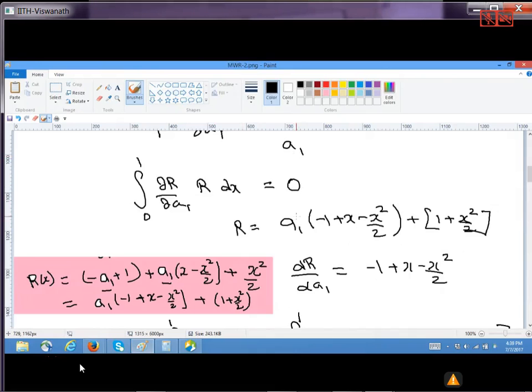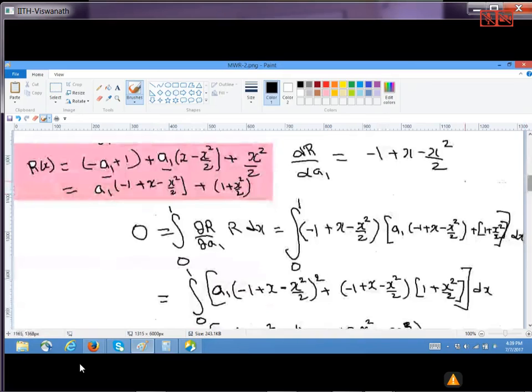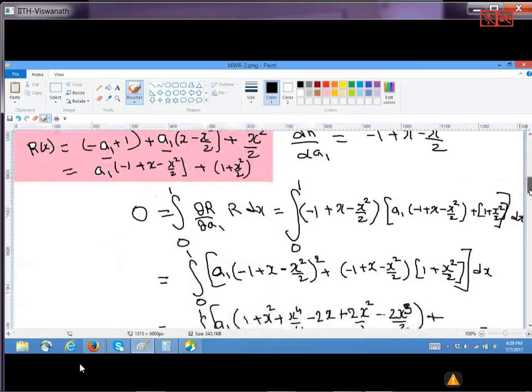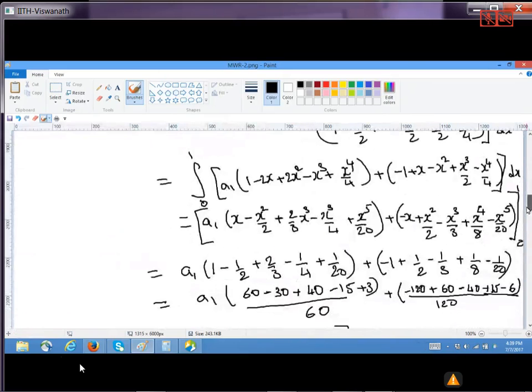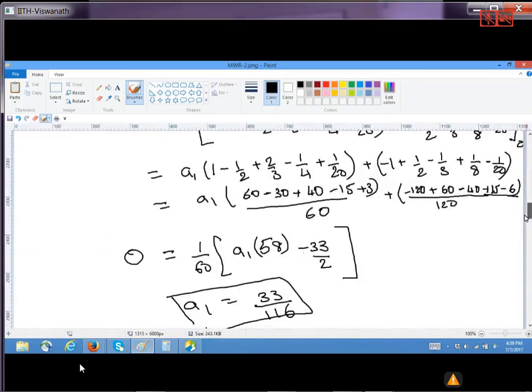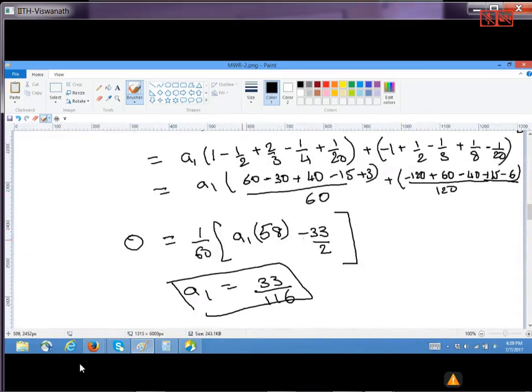So if I take my r from the previous case as a1 minus 1 plus x minus x square into this, and if I differentiate this with respect to a1, then I get my weight as equal to this thing. Then I take this weight and this r, substitute the above things here, and integrate it. After all the simplification, you see that my a1 through the least square method comes out to be 33 by 1116.